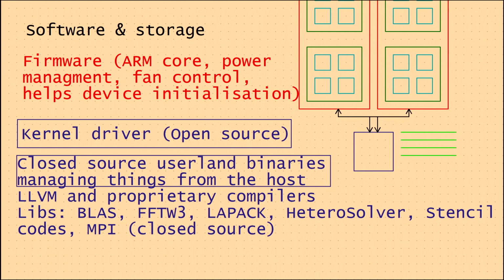So talking about the software which comes with it and where it's stored, on the NEC Vector Engine itself there is, as with any modern electronic product, firmware. There's an ARM core on it, which does power management, fan control, and helps with device initialization. The kernel driver is open source, and I've successfully built it for a different Linux version than the vendor officially provides for Red Hat, but I've not tried to build it for a different non-Red Hat derived distribution. There's a closed source binary in userland which manages things from the host.